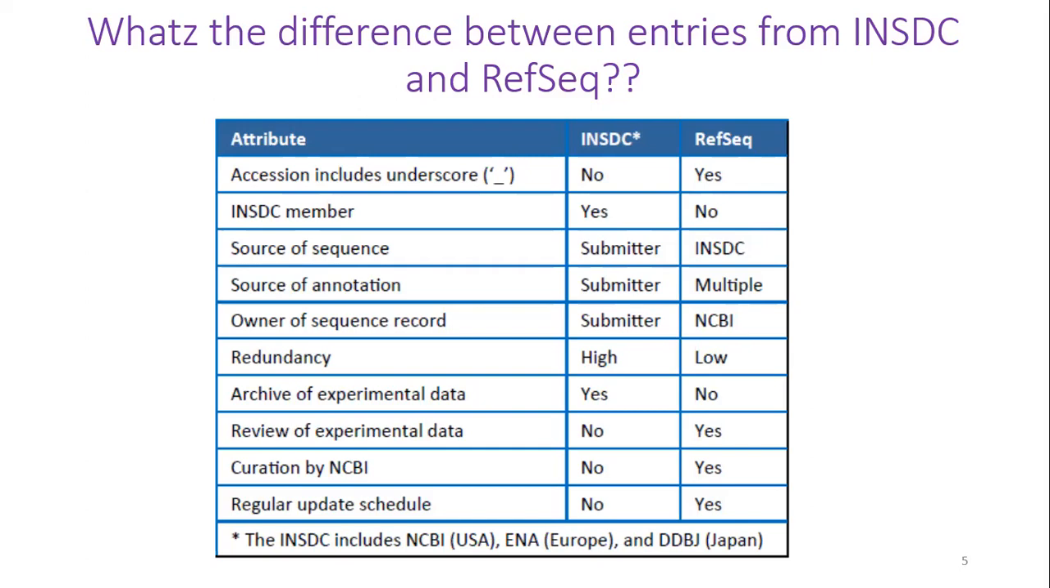So now there is a difference in the case of owners. In the case of INSDC, the owner of the entry is the submitter, while in the case of the reference sequence database, the owner of the entry is NCBI. If you consider the factor of redundancy, the redundancy in INSDC databases is very high, while the redundancy is very low in the case of the reference sequence database. Why is that? We will come to that in a little while.